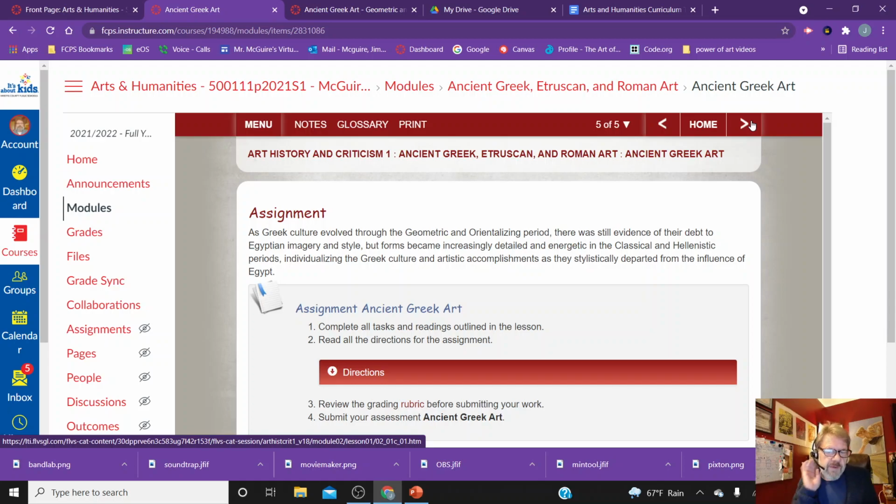As Greek culture evolved through the geometric and Orientalized period, there was evidence of their debt to the Egyptian imagery and style. We just talked about that. We've got to give the Egyptians credit for bringing that in. But forms became increasingly detailed and energetic, and classical and Hellenistic periods individualized the Greek culture and artistic accomplishments as they stylistically departed from the influence of Egypt. In other words, the heck with you, Egypt.